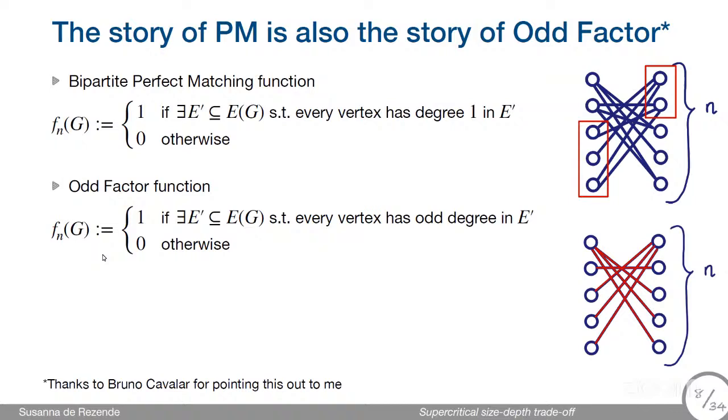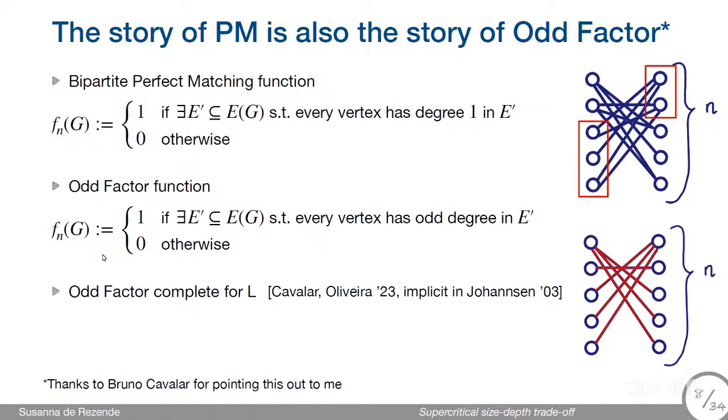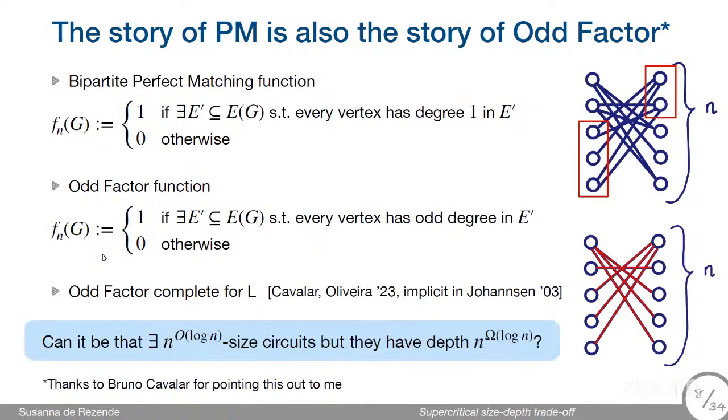And now the story of odd factor is exactly the same as perfect matching. We have the same lower bounds and the same upper bounds. The proof just goes through in this exact same way for odd factor. One interesting thing about odd factor is that it's somewhat easier than matching. It's complete for log space. So again, we could ask the same question for odd factor. And maybe since it's an easier function, it might be easier to find these circuits.